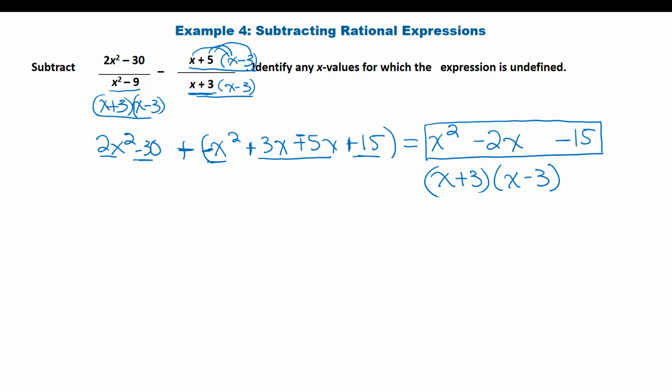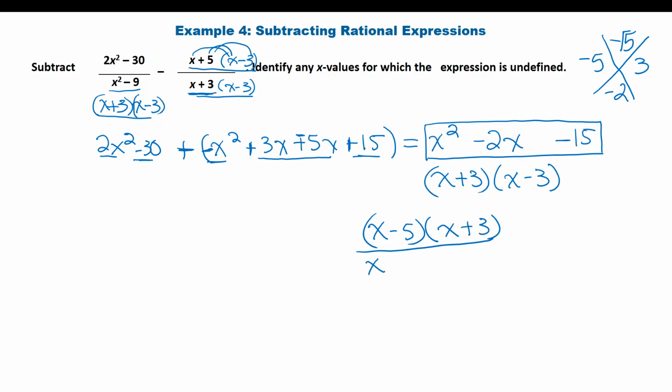All right, and so what I want to do to factor that is say, are there any two numbers that multiply together to get negative 15 and add together to get negative 2? Well, yes, there is. How about negative 5 times positive 3? Negative 5 times positive 3 is negative 15, and negative 5 plus a positive 3 is negative 2. So I know that I've done that correctly. So what I can do is just factor out that piece, I'm going to say x minus 5 times x plus 3. And all of that is over my common denominator of x plus 3, x minus 3.